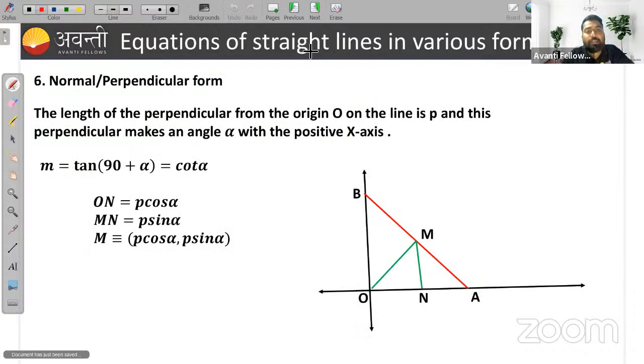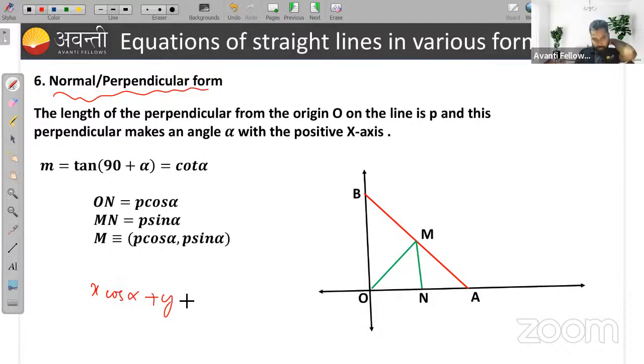Okay. Next, the equation of a straight line in various forms: the normal or perpendicular form. We already derived the equations. I am just writing them. You can check your copies also. Already I have discussed all the derivations. So the equation of the normal or perpendicular form of a line is x cos alpha plus y sin alpha is equal to p.